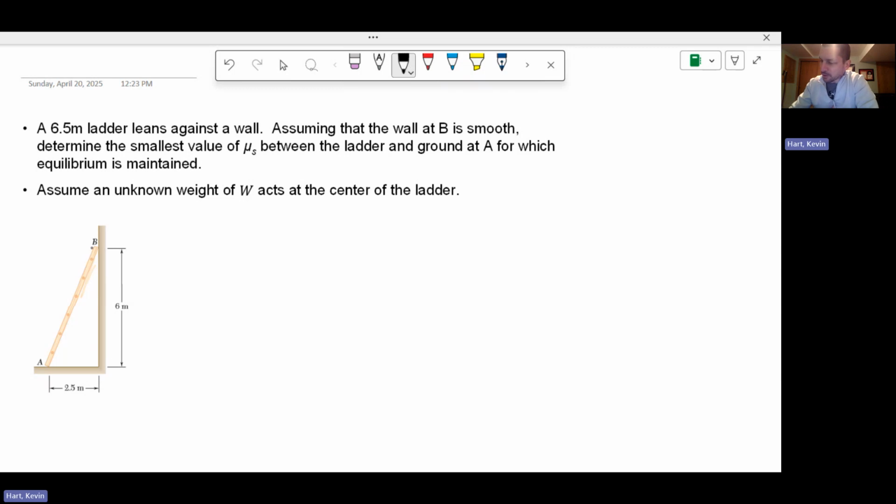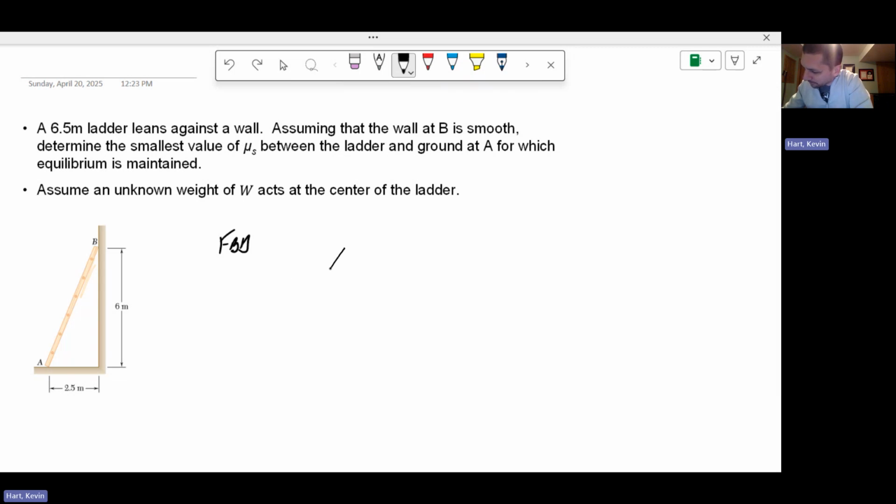Okay, so this is a friction problem where we've got this ladder 6 meters tall, 2.5 meters wide as we have right now. At point A, there is friction. At point B, there is not. We're told it's smooth. And so given what we know, we can do a free body diagram of this and try to solve for the value of the static coefficient of friction required so that this thing does not move, so it stays in equilibrium.